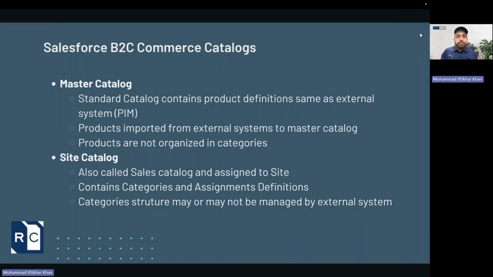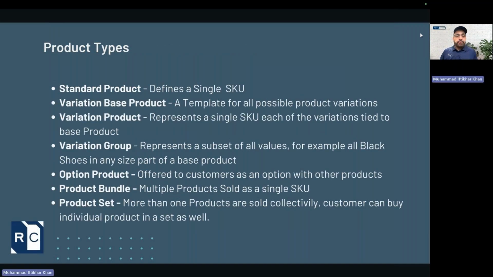Okay, so let's move to the next slide. The product types. There are different types of products that you can create in the Business Manager by using the Business Manager tool. So these are the supported products that you can create in the Business Manager. The first one is a standard product, which defines a single SKU.